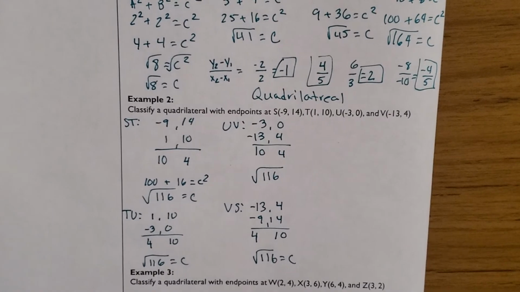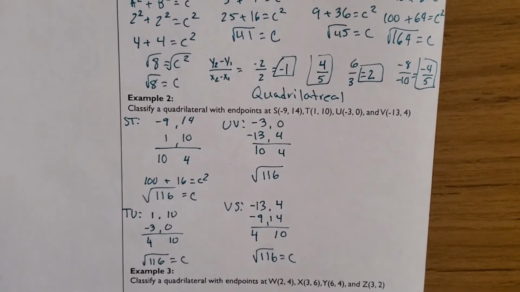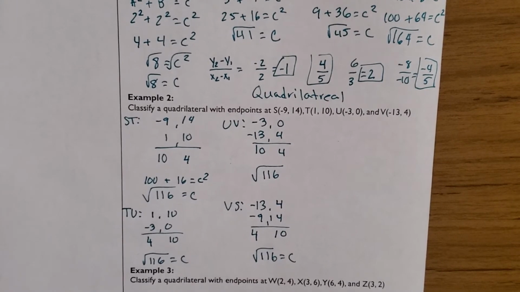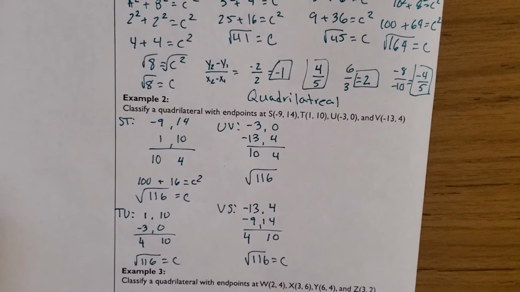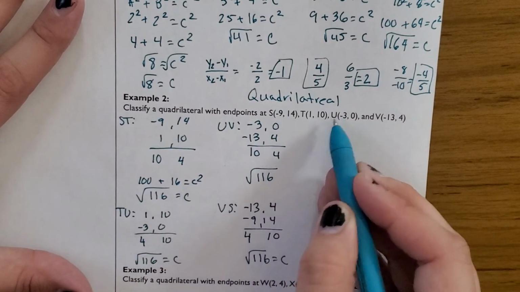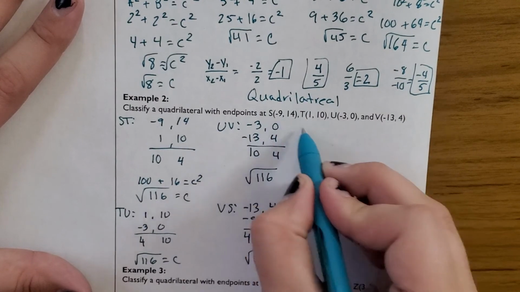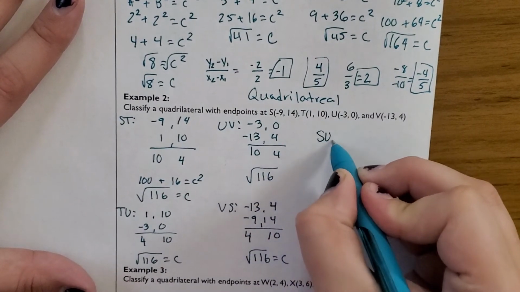So there's only 2 options. The only shapes that we learned, quadrilaterals we learned with all equal sides, is squares and rhombus or rhombi. The easiest way to figure out then is the diagonals. If the diagonals are equal, it's a square. If the diagonals are not equal, it's going to be a rhombus. So the diagonals are going to be the other letters. So we did S to T, T to U, U to V, V back to S. Skip the letters now. So S to U is one diagonal.